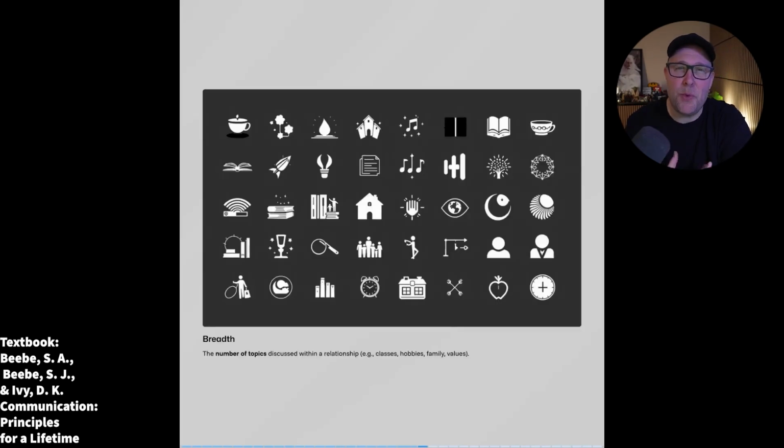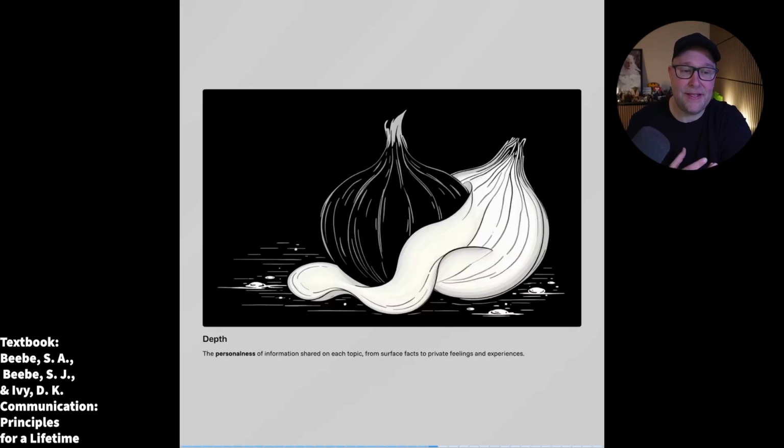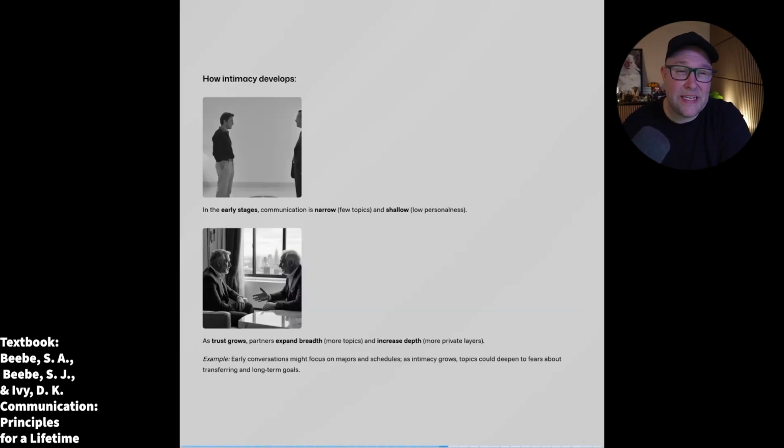Breadth is the number of topics disclosed within a relationship. For example, classes, hobbies, family. Depth is the personalness of information shared on each topic, from surface facts to private feelings and experiences. So, how does intimacy develop according to the social penetration model? In the early stages, communication is narrow with just a few topics and shallow with low personalization. As trust grows, partners expand breadth, meaning more topics, and increase depth.